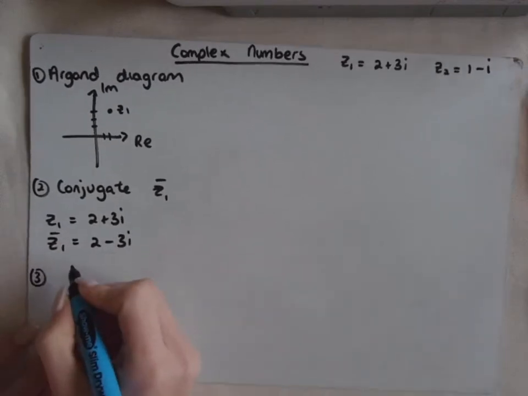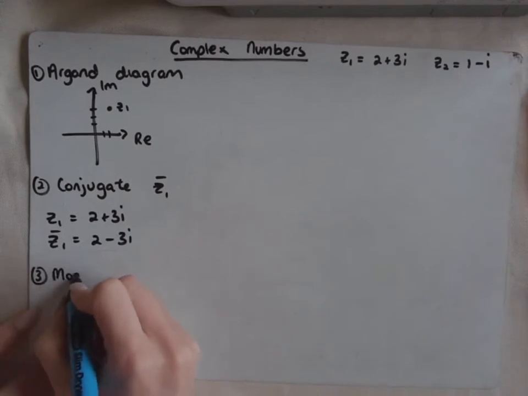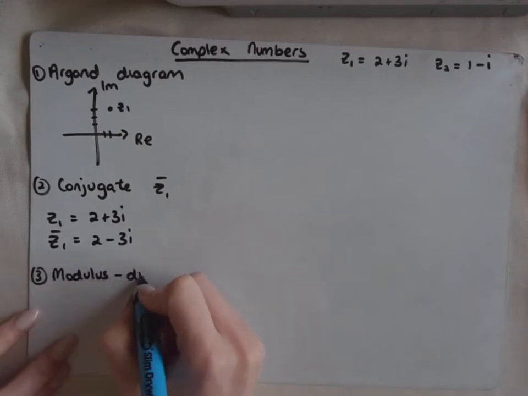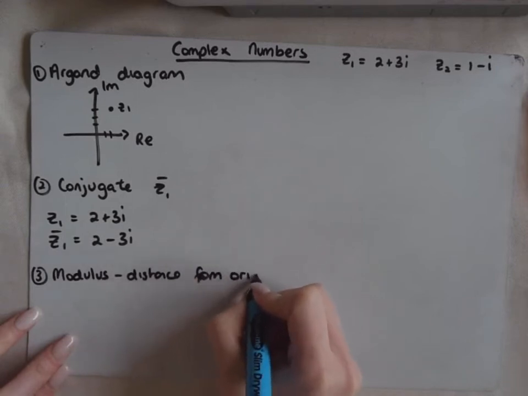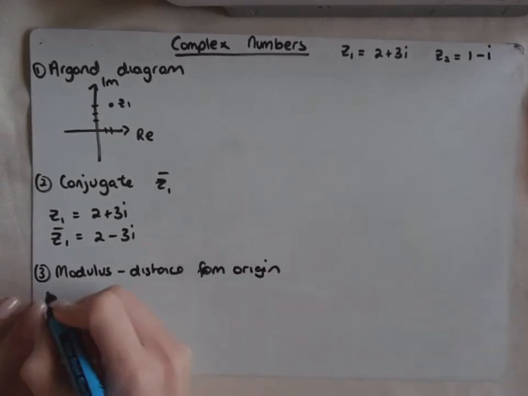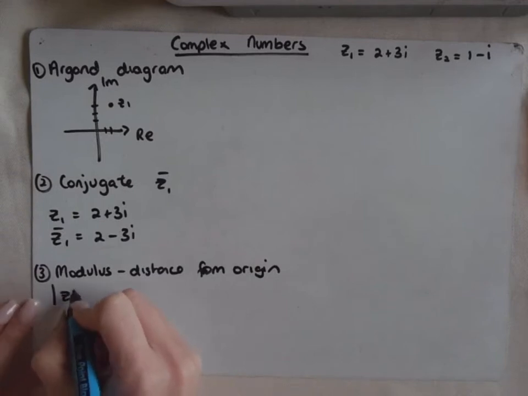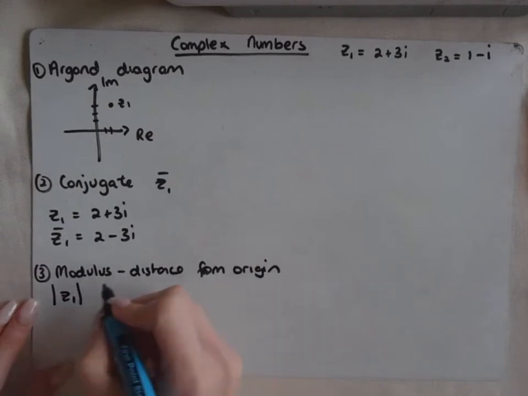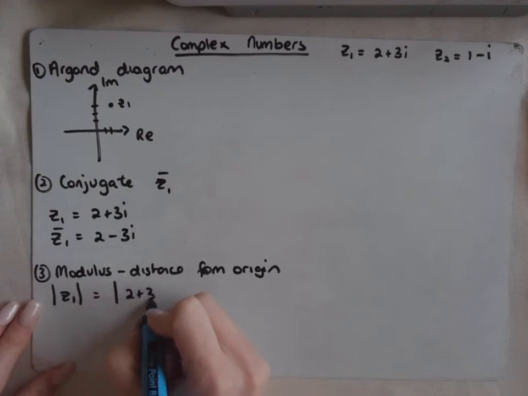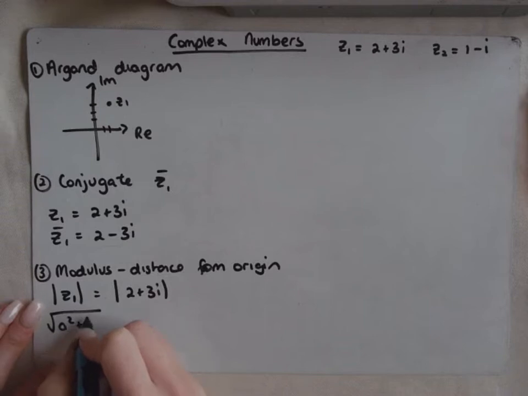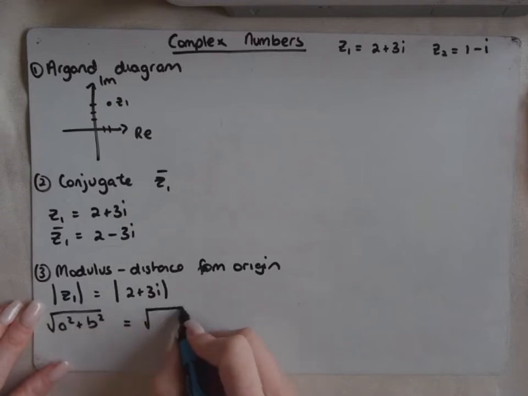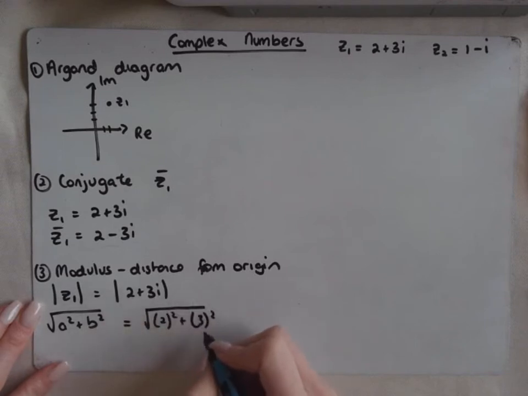They can also ask for the modulus. Okay, modulus is the distance from the origin. And the modulus symbol is 2 lines outside of z1 like that. So they want the modulus of 2 plus 3i, and there's a formula. Your formula is the square root of a squared plus b squared. You get the square root of this number squared and this number squared. No i's. So it's just the 2 and the 3.